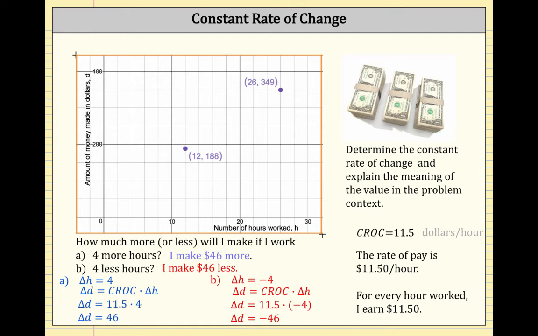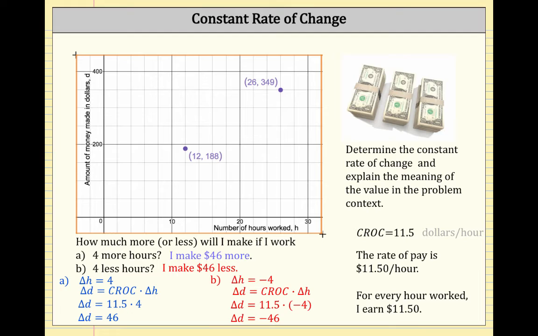Of course, the question you may be asking is, relative to what? It doesn't matter. And so what I'm going to do is pick one of the 2 points, either 12,188 or 26,349, as a way just to measure relatively what that means. I'm going to choose 26,349.